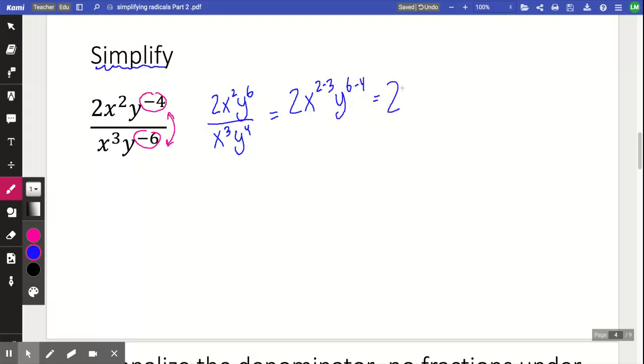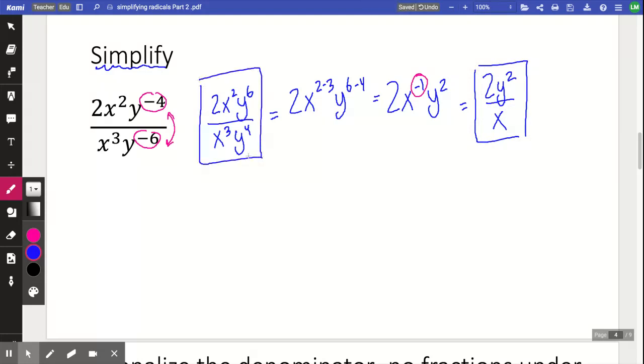If we do this, we get 2x to the negative 1 y squared, and again, negative exponent. Now this x is going to have to go to the bottom. So we have 2y squared, x to the negative first moves to the bottom and just becomes x to the positive first. Okay. Those are using the properties. At this step here, we could have also just gone and seen that we have, okay, we have one more x on the bottom. Whoops.